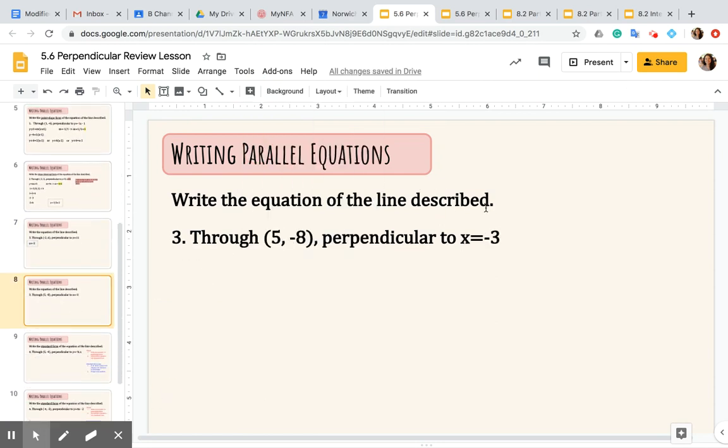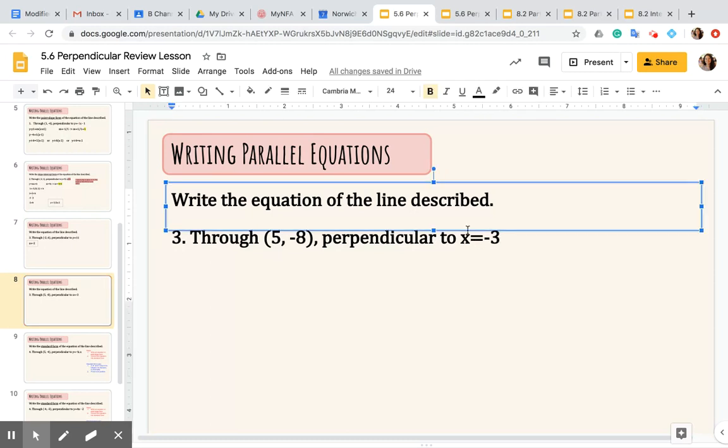Write the equation of the line described. Passes through this point, perpendicular to x equals 3. So it's the opposite. I gave you a vertical, you give me a horizontal. Y equals. And I just take the y value from that point. Done. That's my answer.